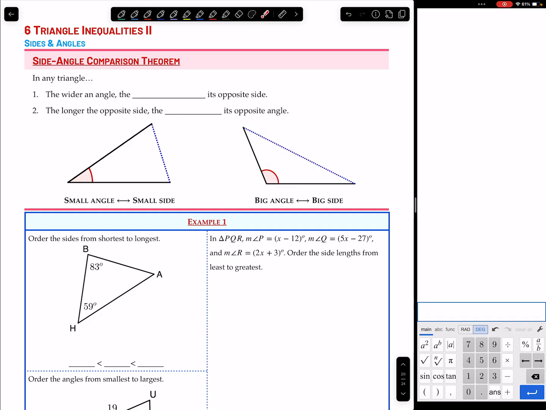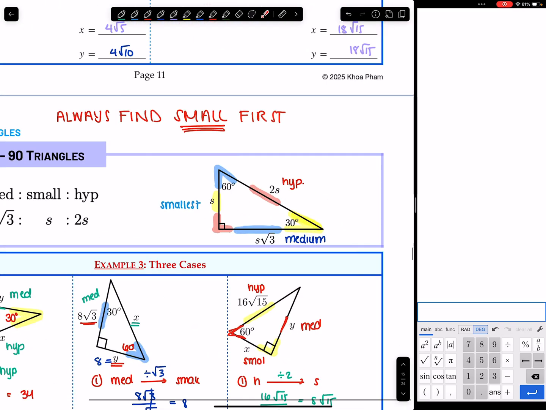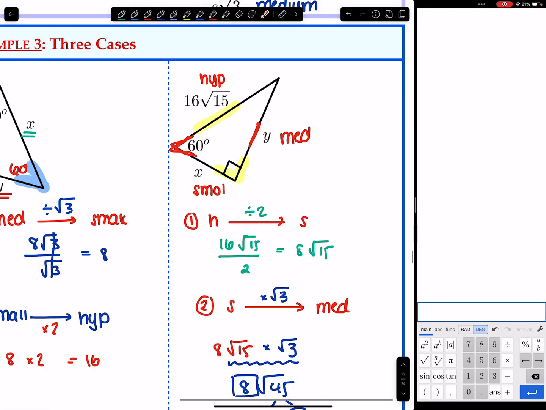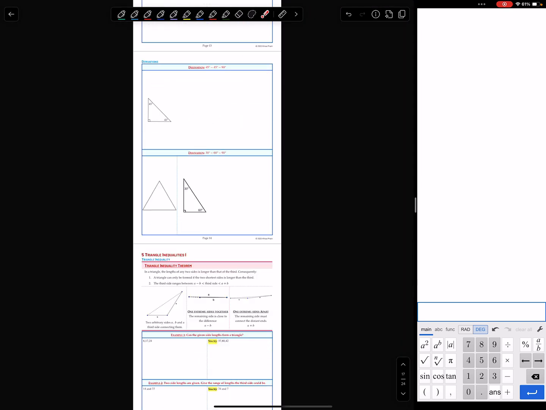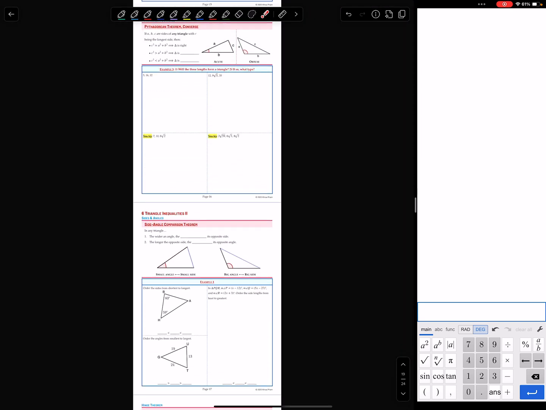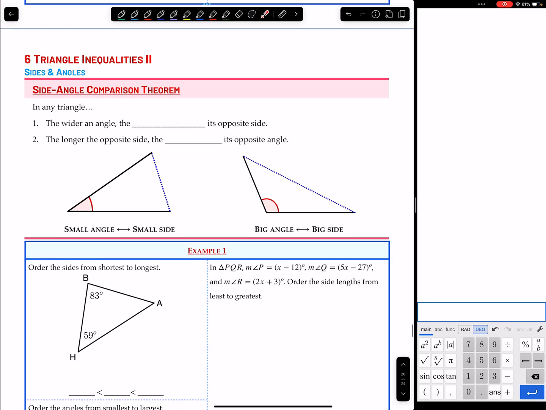And we've done this before in the last section where we talked about angles and sides. I did it right here, where we talked about this side here corresponding to that angle there, this angle here going with that side. We're still in the business of going across and using that correspondence. So the blanks here: the wider the angle, the longer the opposite side. The longer the opposite side, the wider the opposite angle.